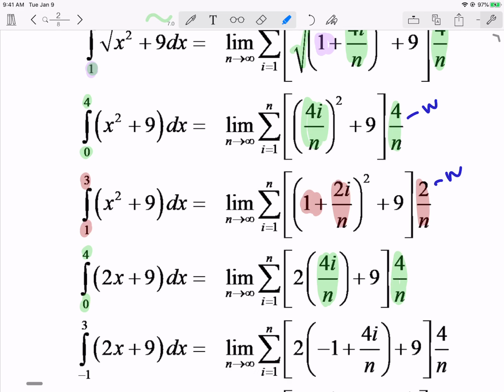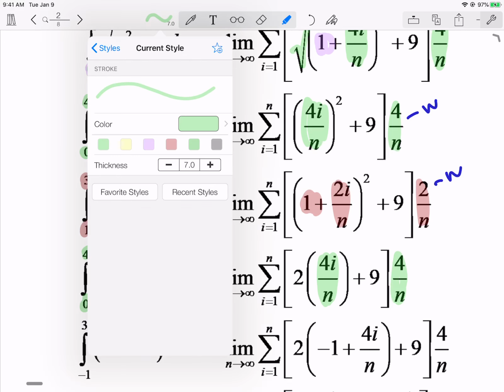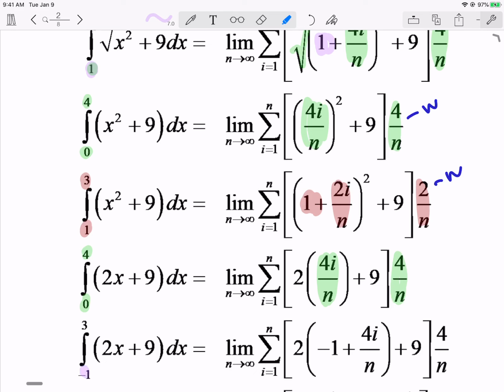And now it's 2x plus 9, which is why you see 2 parentheses, my x sub i, and then plus 9. And then on the very last one, the only thing that changed is now we're starting at negative 1. So now we've got a negative 1 starting point. I still have a width of 4 over n, and everything else remains the same.